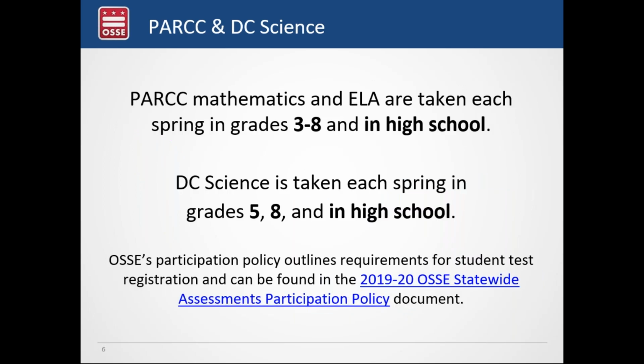PARCC Mathematics and ELA are taken each spring in grades 3 through 8 and also in high school for specific courses. DC Science is only taken in grades 5 and 8 and is also taken in high school biology. Our participation policy is available to you if you've taken a chance to look at the slide set. You're certainly welcome to look at those in the handout section or also on the website at the beginning of the training. There's a link to our participation policy, which outlines a lot of detailed information, particularly for those of you who work with high school students and want to understand how their assessments should be assigned.